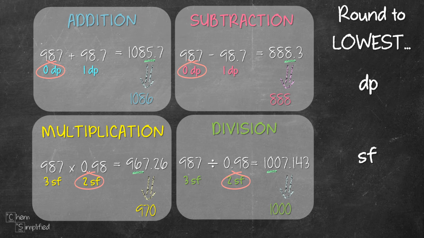Keep tabs on the decimal place or the significant figure, depending on the operation that you're doing, and only round off at the very end. Don't round off at each step of the calculation. When trying to round off, we only need to round up if the digit is 5 or larger.